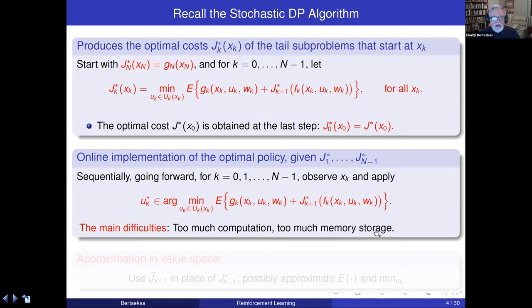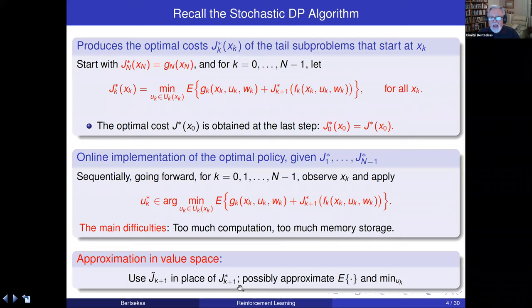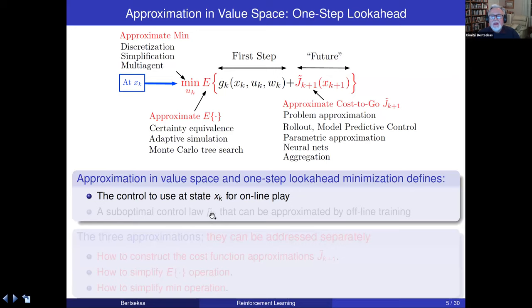So the remedy is approximation in value space, where we don't compute these J stars, but we compute some J tilde functions, approximations, and we use them in this control selection scheme in place of J star. There are some other difficulties here, like the expected value may be expensive and we may want to approximate it. The minimization may be difficult and we may want to simplify it. Overall, this is the illustrative figure for the one-step look ahead.